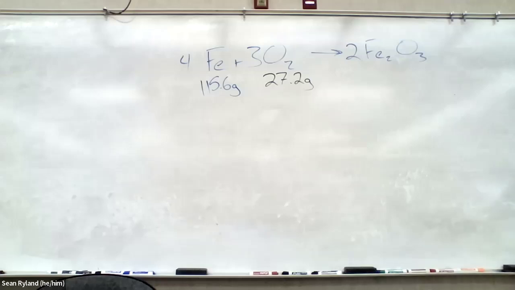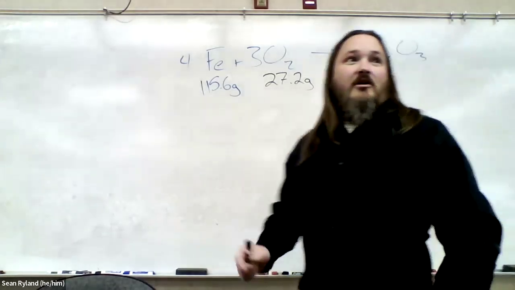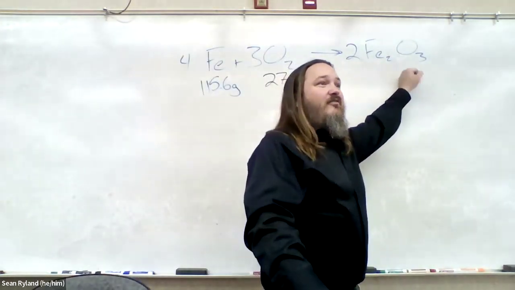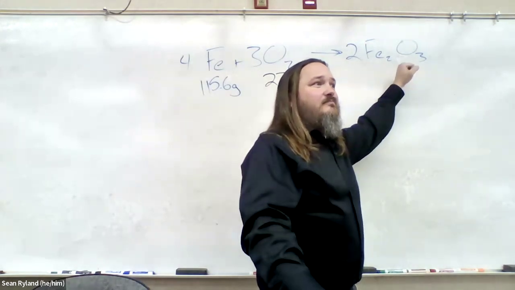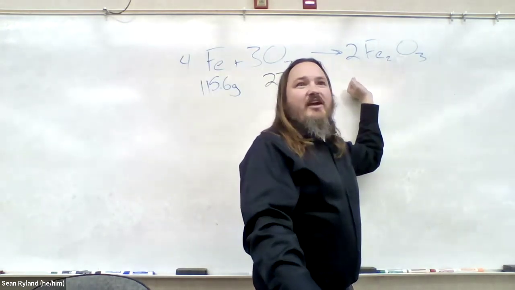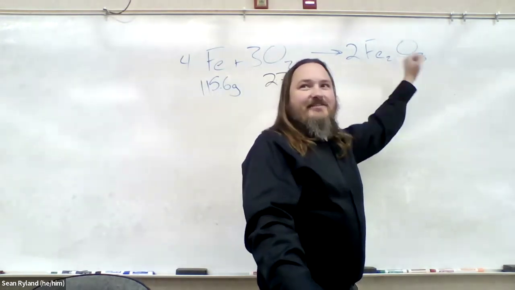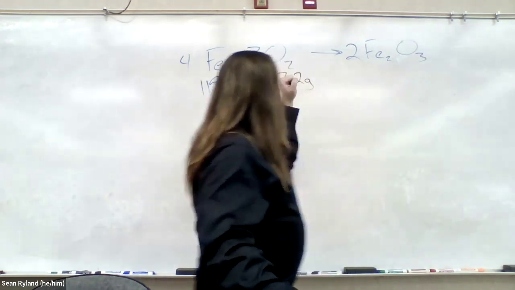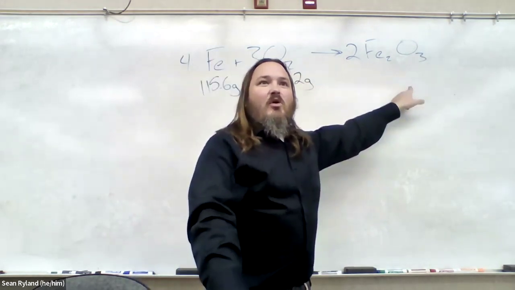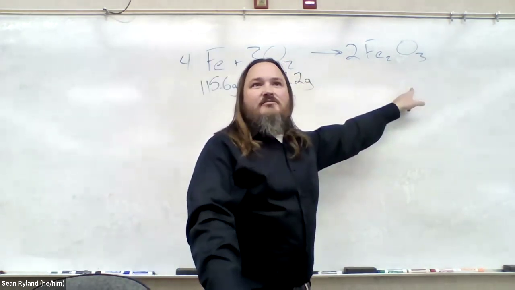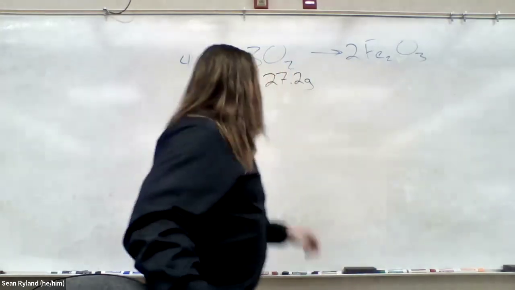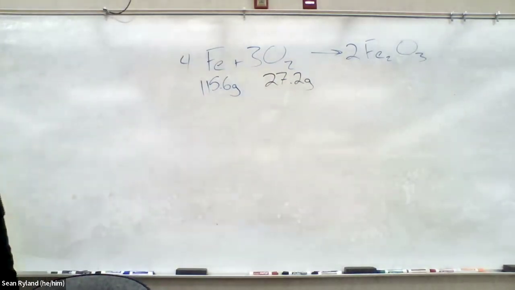Right, so we don't actually know how many grams of iron 3 oxide we have. That's what we're trying to figure out. How are we going to figure that out though? Well, we know how many grams of oxygen reacted, right? So we can say, okay, 27.2 grams of oxygen reacted. How many moles of product is that? And then we can figure out our percent yield, what percentage of our 115.6 grams reacted.